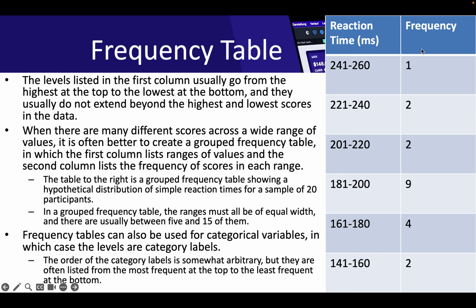The table to the right is a grouped frequency table showing a hypothetical distribution of simple reaction times for a sample of 20 participants. In a grouped frequency table, the ranges must all be of equal width, and there are usually between 5 and 15 of them. Frequency tables can also be used for categorical variables, in which case the levels are category labels. The order of the category labels is somewhat arbitrary, but they are often listed from the most frequent at the top to the least frequent at the bottom.